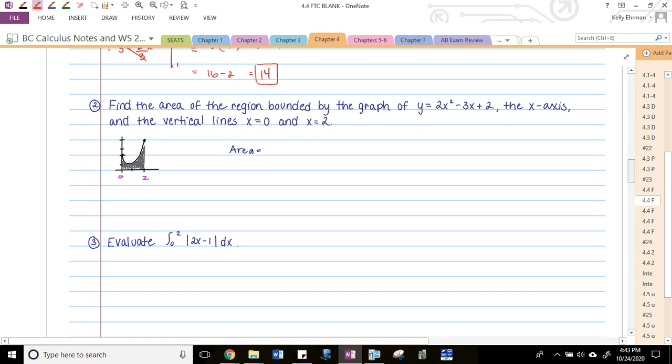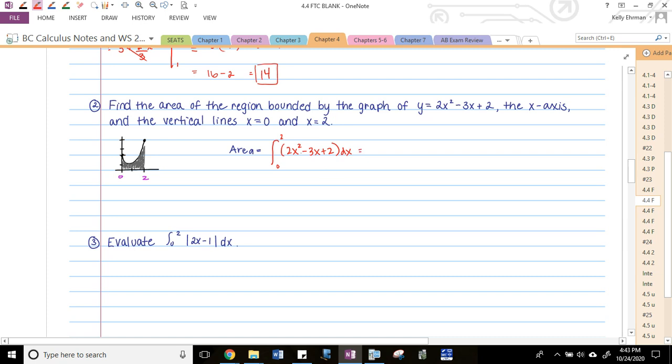Number 2, find the area of the region bounded by the graph of y equals 2x squared minus 3x plus 2, the x-axis, and the vertical lines 0 and 2. So what's our area equal to? Well, we're taking the integral from 0 to 2 of 2x squared minus 3x plus 2. Don't forget to write dx with respect to x here.